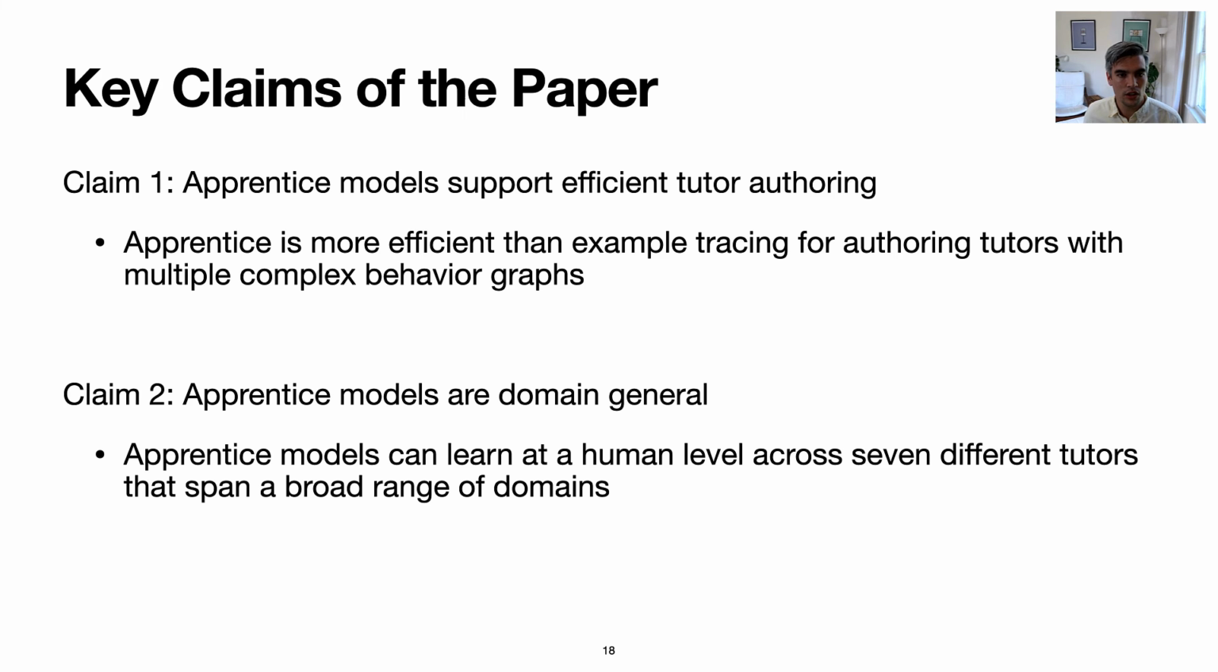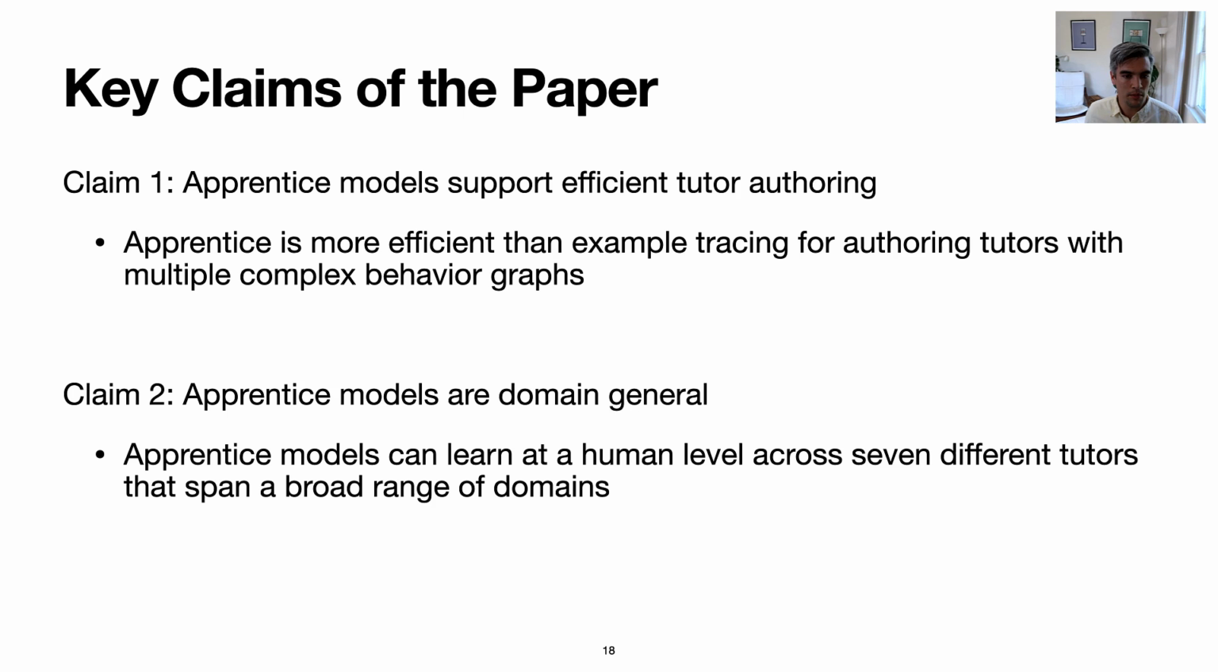In conclusion, our paper makes 2 high-level claims. First, we claim that the Apprentice model can support efficient tutor authoring. To support this claim, we showed that Apprentice is more efficient for authoring tutors with multiple complex behavior graph structures, such as the experimental design and stoichiometry tutors. Our model was estimated to be less efficient than example tracing on 6 of the domains that we evaluated, but we suspect that these 2 approaches would have similar authoring times if we had used a more reasonable estimate of the time it takes to use example tracing's mass production feature.